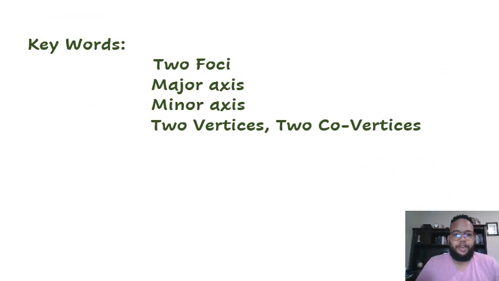Here are some key words that you might want to jot down because we're going to use these keywords when describing an ellipse. Two foci, which is a fancy way of saying two focuses. Focuses is not good English. One focus, two foci. So whereas you are used to in parabolas having one focus, you're going to have two foci in an ellipse.